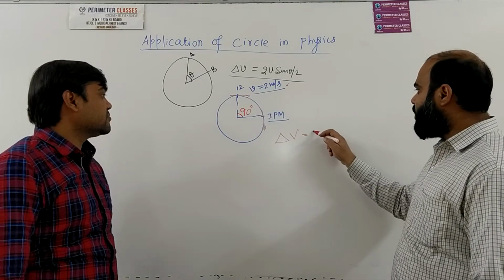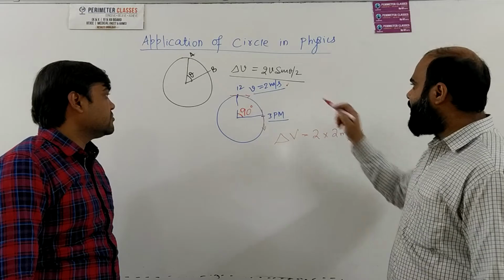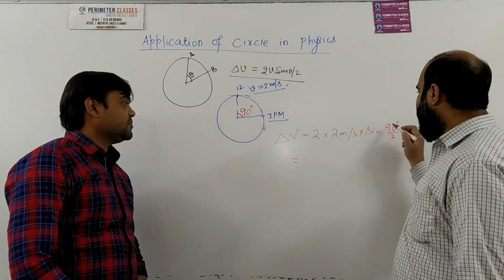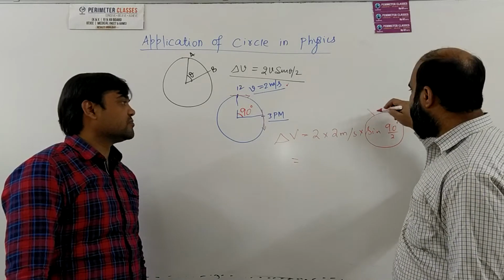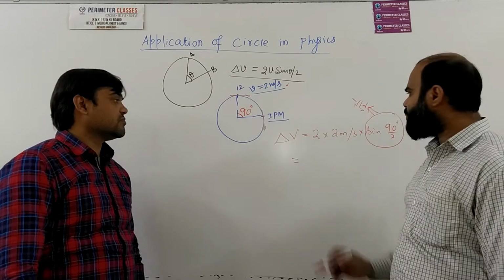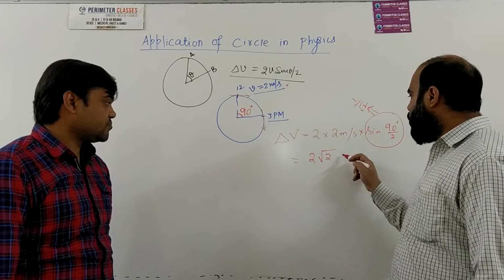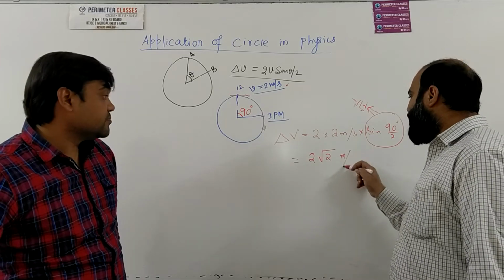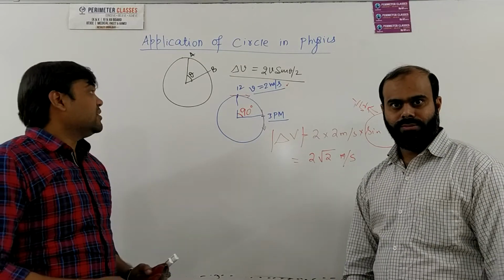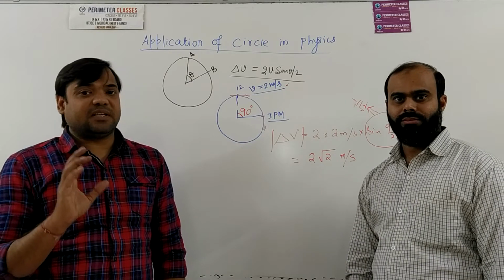So delta V is actually 2 into V, which is 2 meters per second, into sin(theta/2), which is sin(90 degrees / 2). So you will get sin 45 degrees, and sin 45 degrees we all know is equal to 1 upon root 2. This is 4, this is 1 upon root 2. So overall we get 2 root 2 meters per second as the magnitude of change in velocity. So you can see that just by knowing the formula of change in velocity, you can easily calculate the value of the change in velocity.